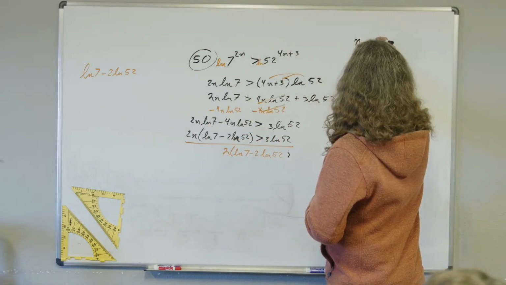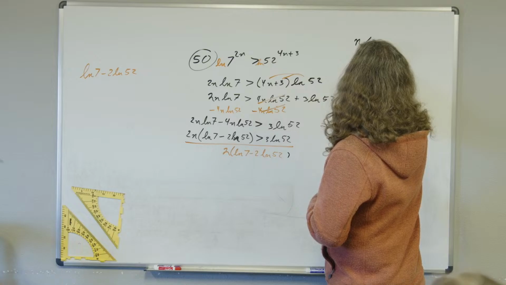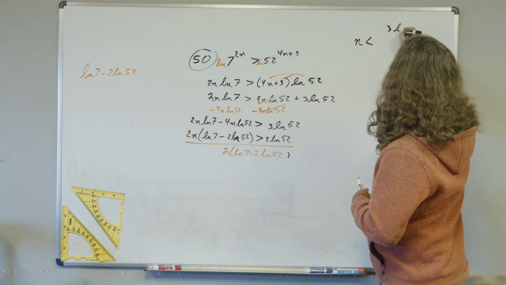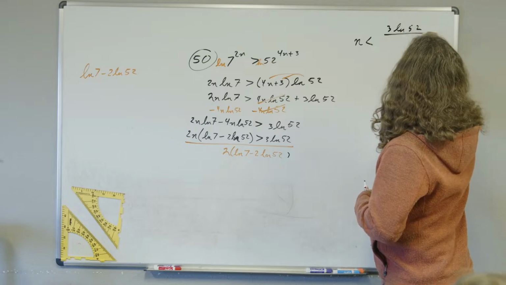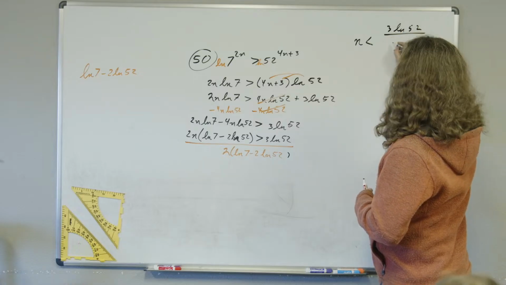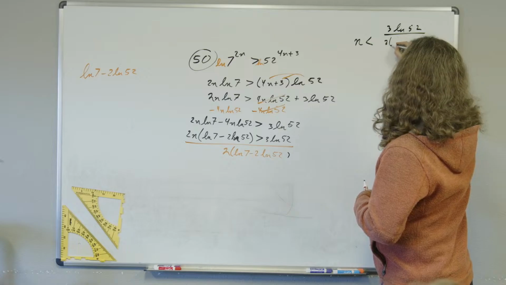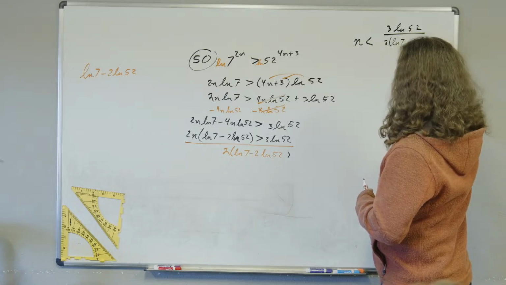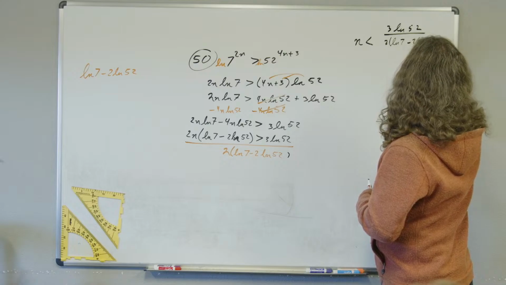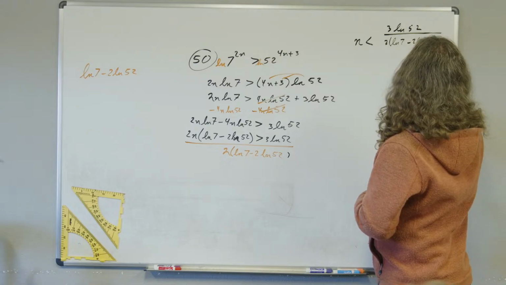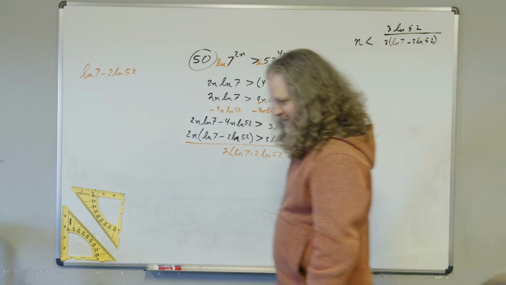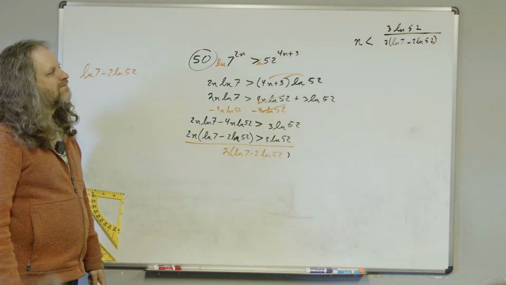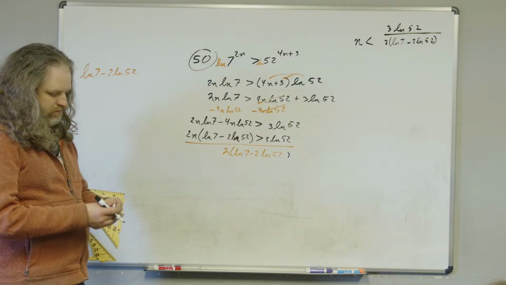n is less than 3 times the natural log of 52 over 2 times natural log of 7 minus 2 times the natural log of 52. And then you just start shoving stuff in your calculator and pushing enter. Negative 1.9900.